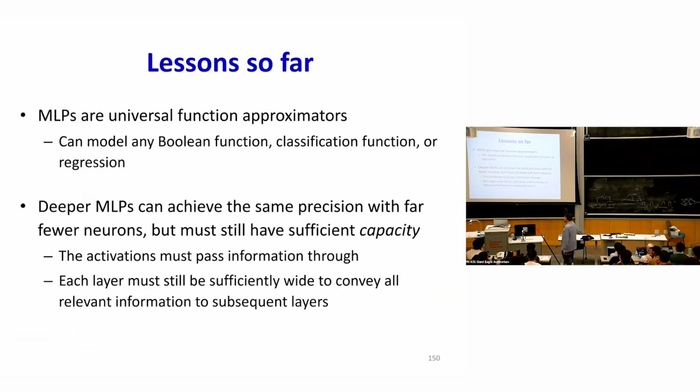And so the lesson so far, MLPs are universal function approximators. They can model any Boolean function, classification function, or regression, meaning if it's computing a continuous valued output, right? And deeper MLPs can achieve the same precision with far fewer neurons, but must still have sufficient capacity, meaning the activations must pass information through, and each layer must still be sufficiently wide to convey all relevant information to subsequent layers. Questions? Yeah. How does the ReLU activation function convey more information to subsequent layers than like a simple linear layer?